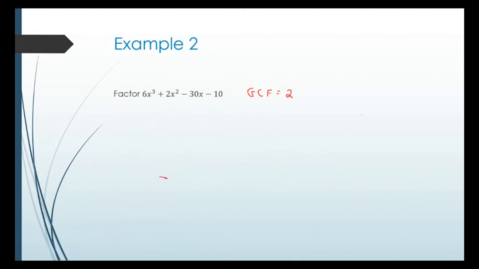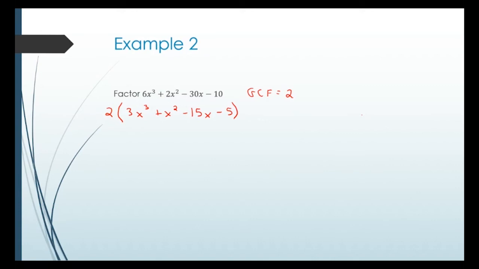For the sake of trying to save space here, especially if all I'm doing is dividing out a 2, I'm going to do this mentally. So I'm just dividing 2 out of every number, which leaves me 3x cubed plus x squared minus 15x minus 5. So if the GCF is just a number, it's really easy to skip the step in between because all you're doing is dividing that number out.